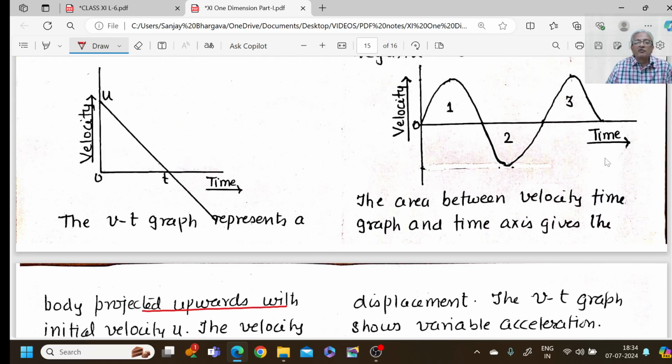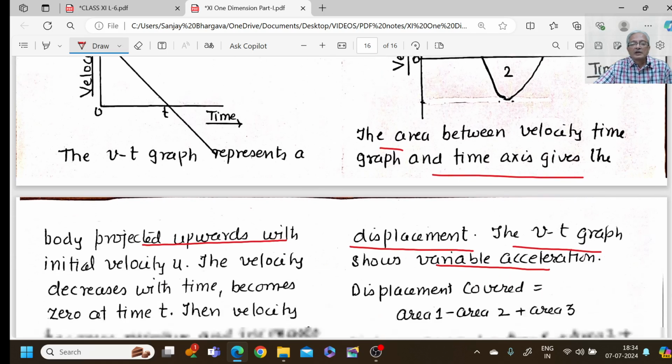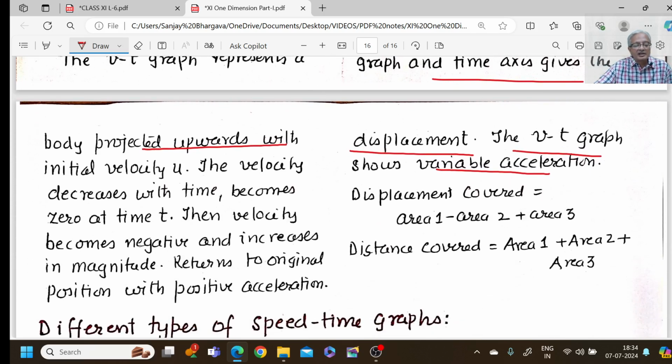The area between velocity time graph and the time axis gives the displacement. The VT graph shows variable acceleration. We can calculate displacement and distance covered from the graph. Displacement covered would be area of the first loop minus area of the second loop plus area of the third one. And the distance covered would be area of the first, second and the third loops of the graph.